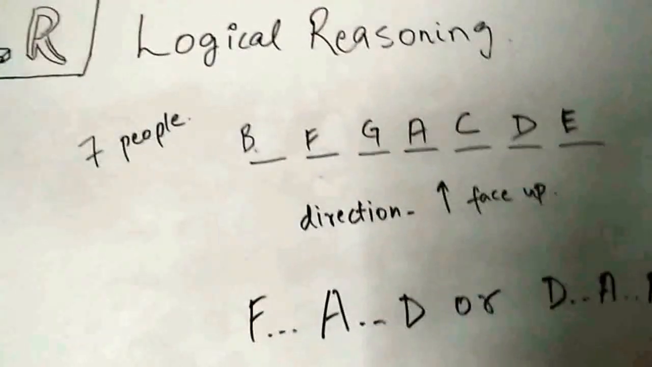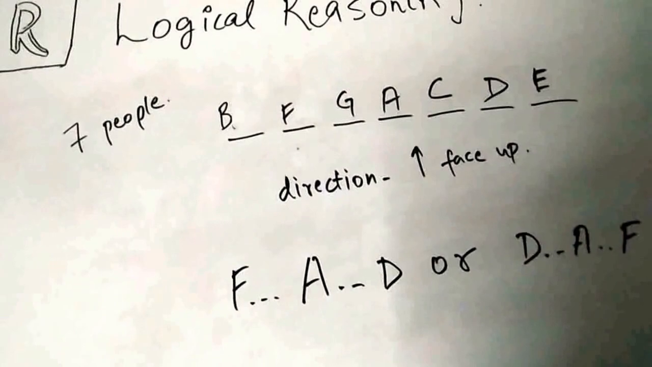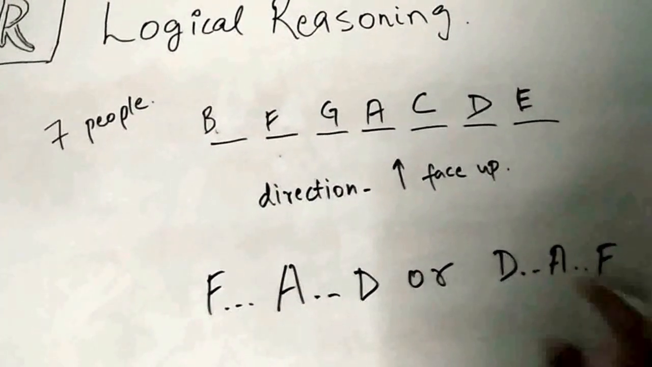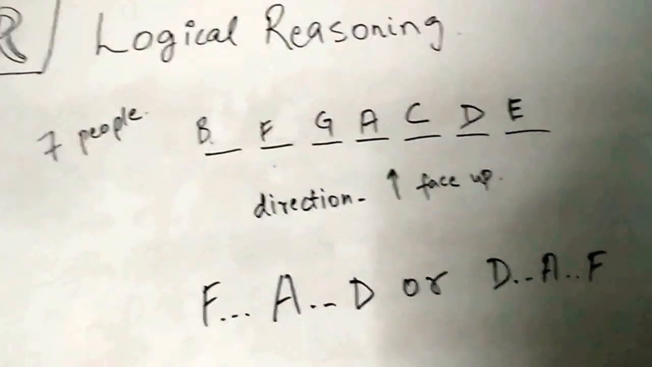And now let's look at the questions and answer them. So the first question says, who is sitting two places to the right of G? So the answer will be 1 and 2 and C. So the answer will be C.